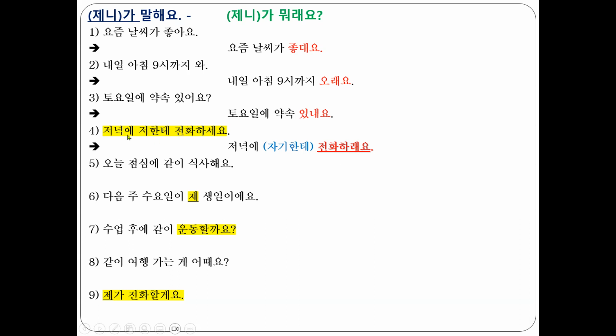But if you want to add 저한테, then here 저 refers to herself. So in this case, we say 자기. Here 자기 is not "honey," it's "self," herself. So 저녁에 자기한테 전화하래요. It's very important.